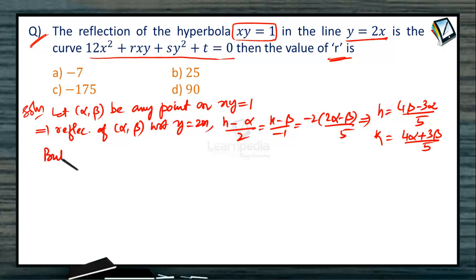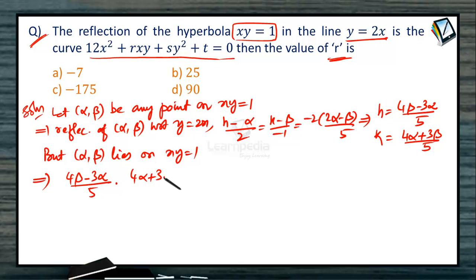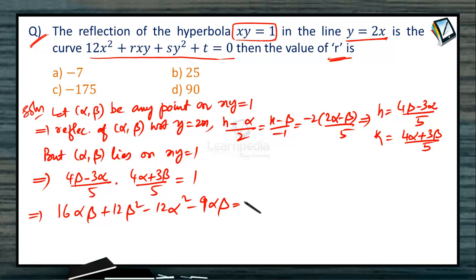But obviously here alpha comma beta lies on xy is equal to 1. When it lies on xy is equal to 1, if you substitute h comma k, that is hk is equal to 1, that is 4 beta minus 3 alpha by 5 into 4 alpha plus 3 beta by 5 is equal to 1. Now if you simplify, then we will get 16 alpha beta plus 12 beta square minus 12 alpha square minus 9 alpha beta is equal to 25.